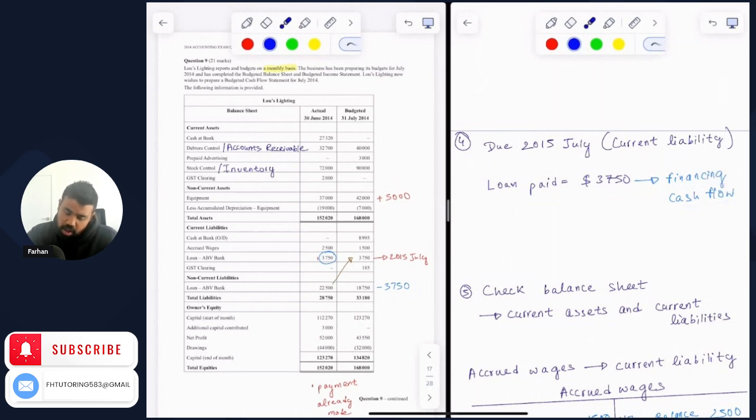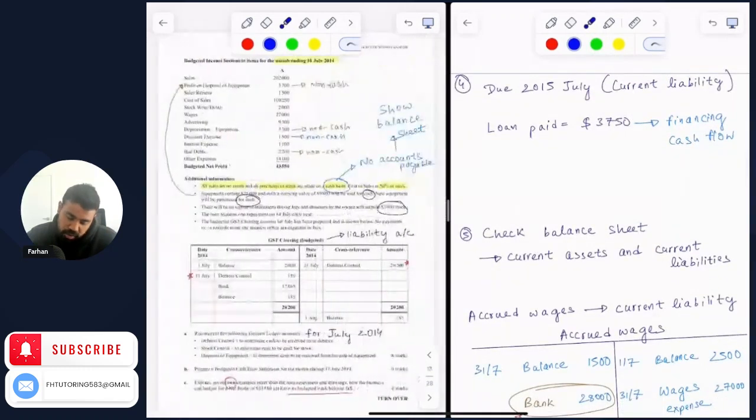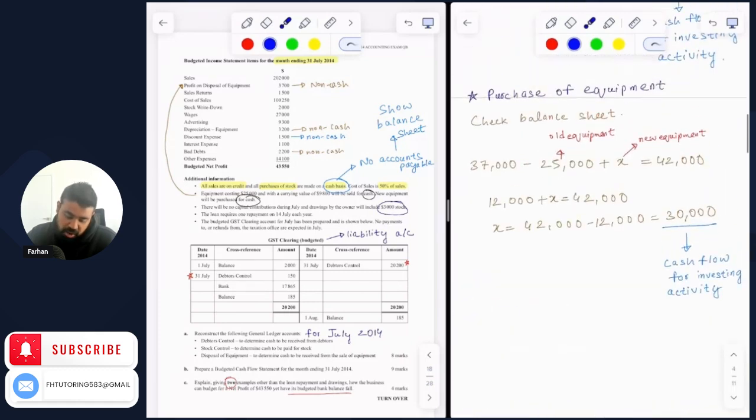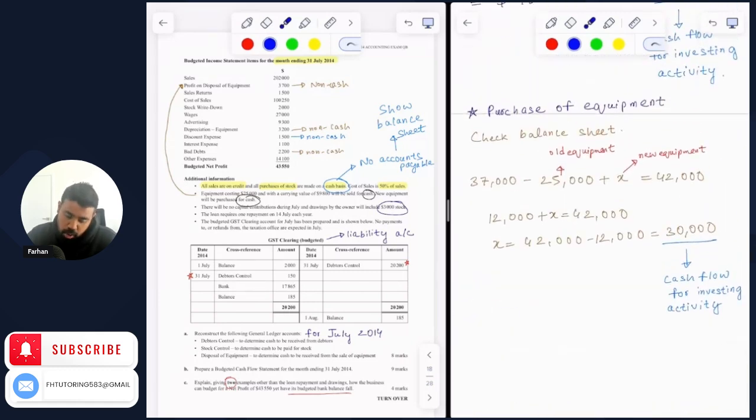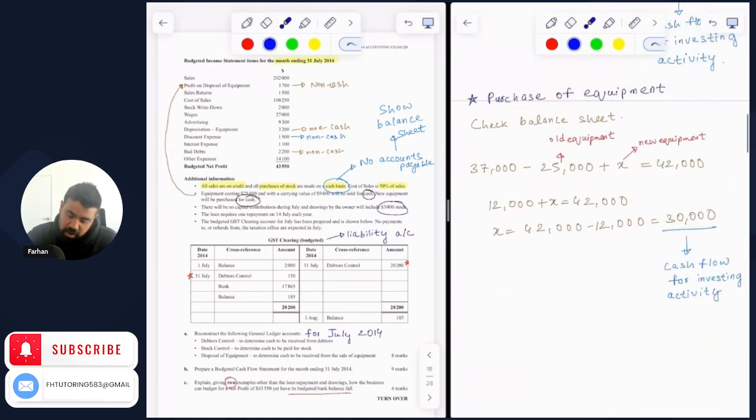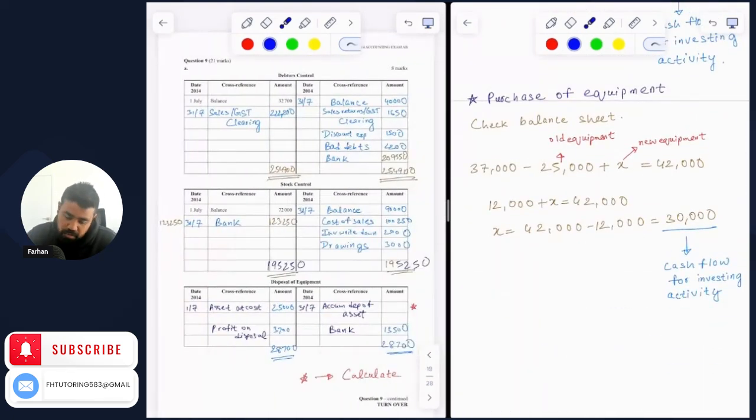Now, after the loan is taken care of, we have the information for GST, which says that for the month of July, we have the GST clearing account here. No payments to or refunds from the taxation office are expected in July. Okay, that is pretty straightforward. So we have done the reconstruction for accounts receivable and inventory, but we haven't done the reconstruction for disposal of equipment. I apologize, I shouldn't have moved forward to the loan. So let me walk you through the disposal of equipment.